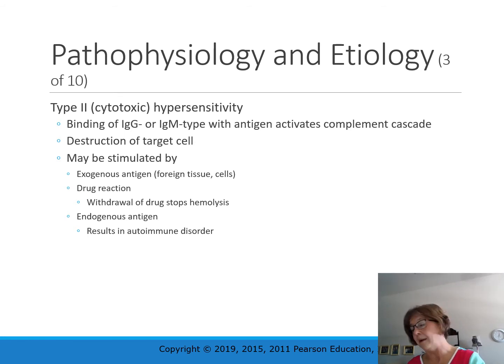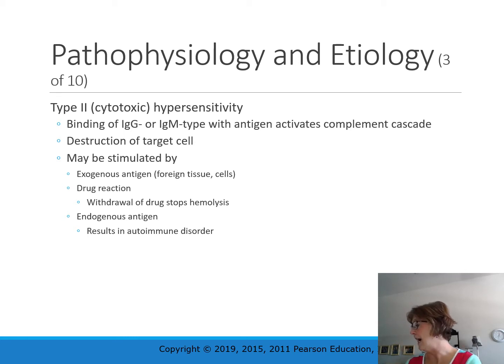And then you have type 2. So that was type 1. You have type 2, which is cytotoxic. And so this is a hemolytic transfusion reaction to blood of an incompatible type characteristic of type 2, or a hypersensitivity reaction to some of these blood and blood products.